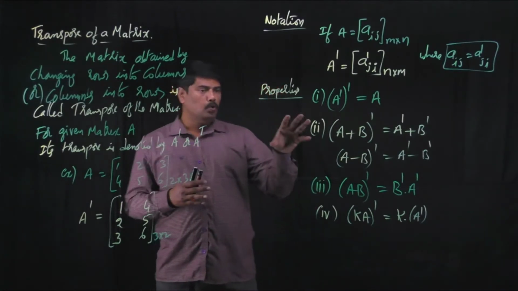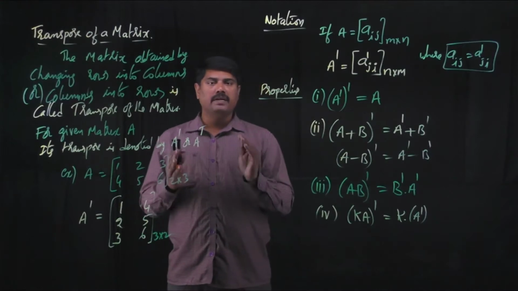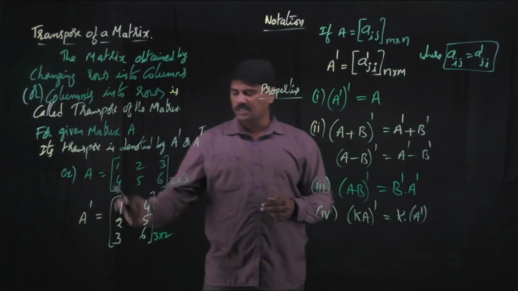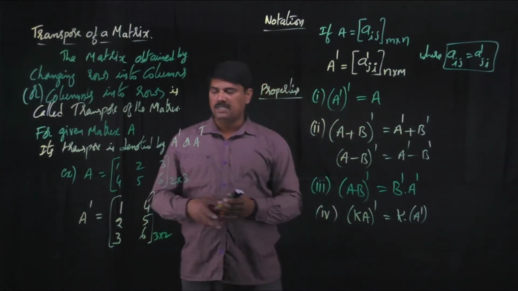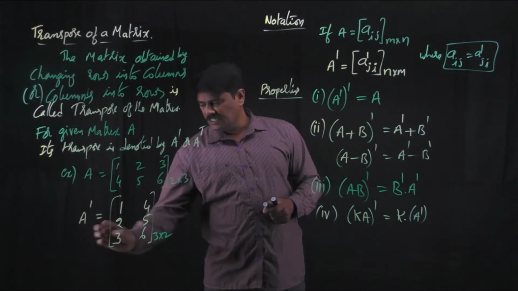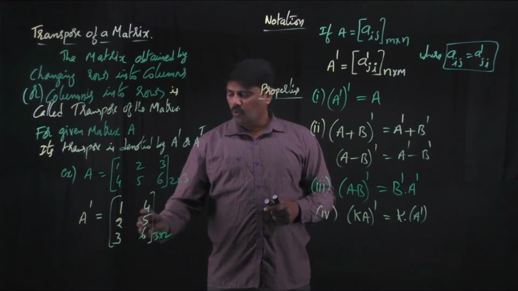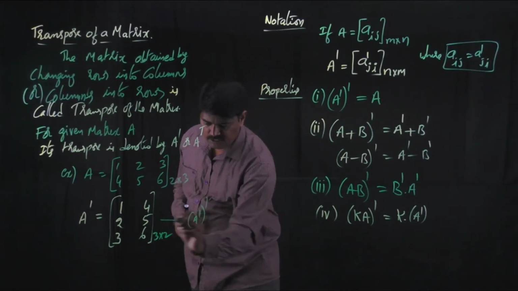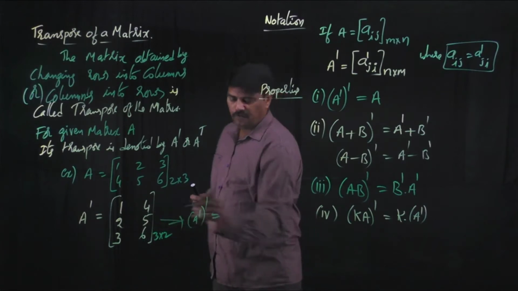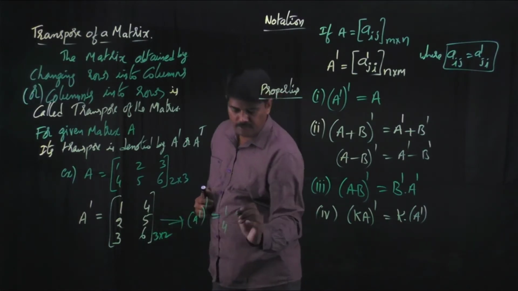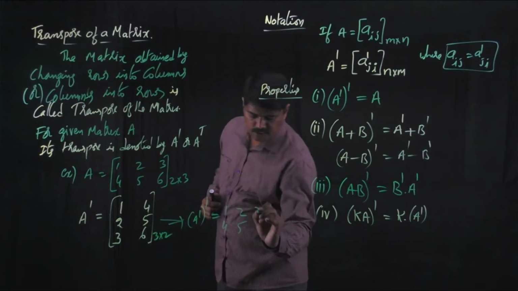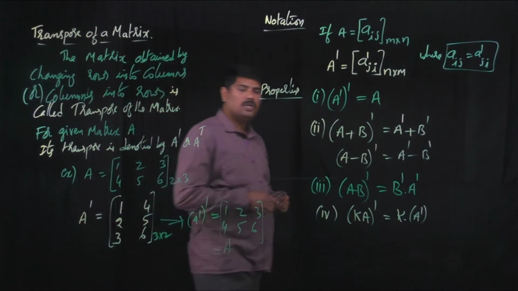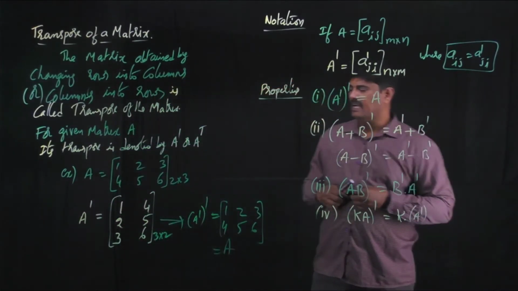If you want to prove these properties, you can take suitable examples. For a given A, you can observe the first property with this example. What happens if this A' is transposed again? 1 4 becomes the first column, 2 5 becomes the second column, 3 6 becomes the third column. So you can observe that it is nothing but A. So successively transposing two times, you will get the same matrix.